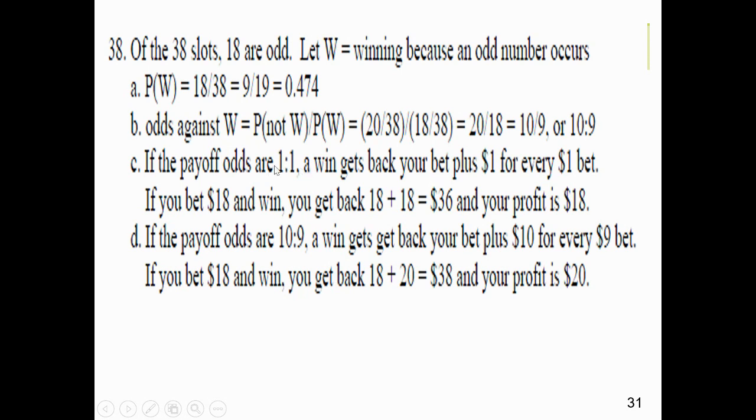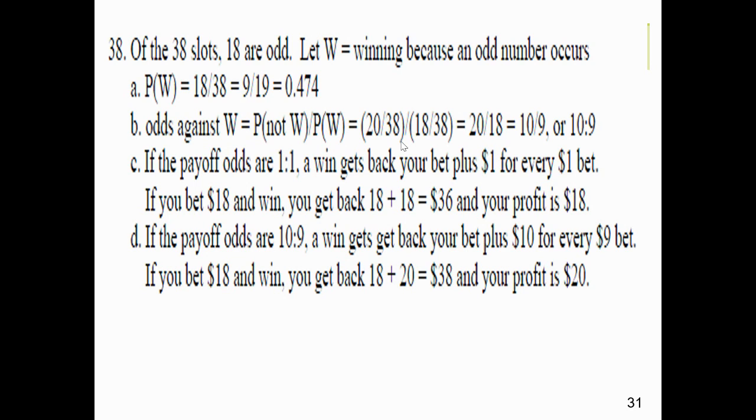If the pay odds are 1 to 1, a winner gets back, you bet $1, you get back $1 for every dollar you bet. If you bet $18, you get your 18 back plus $18 extra. All right, that's $36. Your profit is 18. If the payout odds are 10 to 9, a win gets you back $10 for every $9 you bet. So if you bet $18, you should get your original $18 back, plus an additional $20.